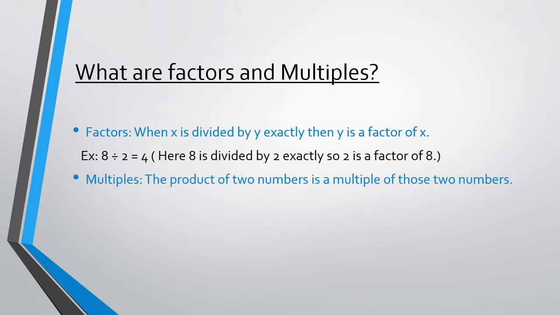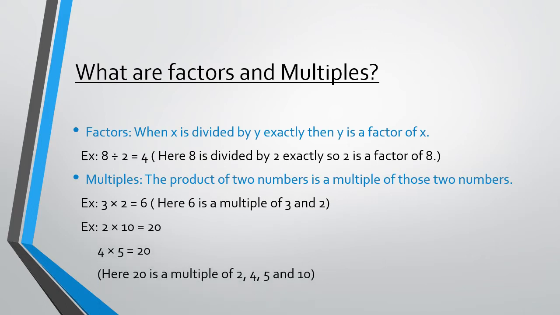Now what are multiples? When we multiply two numbers, we get a product. And that product is the multiple of those two numbers which we multiply. Let's see this example. I am multiplying 3 and 2, and I get the answer 6. So 6 is the multiple of 3 and 2.